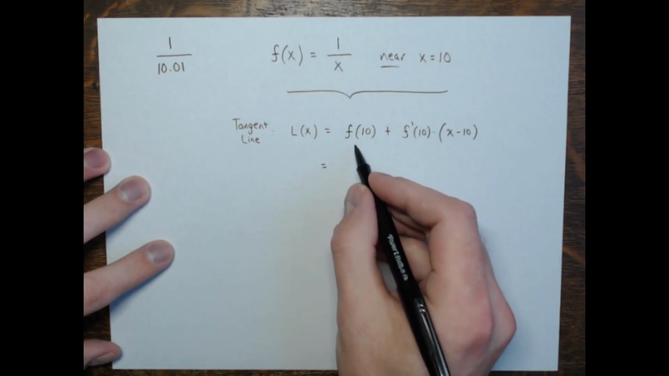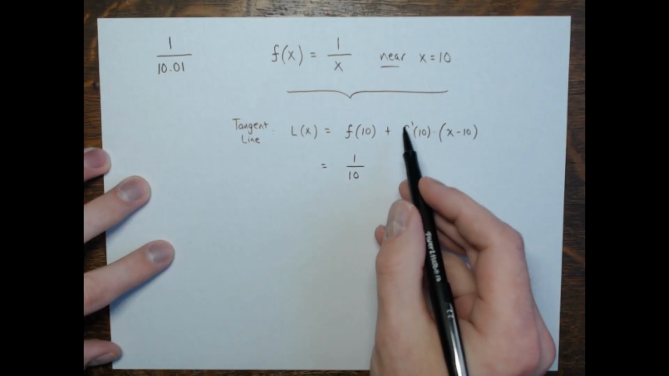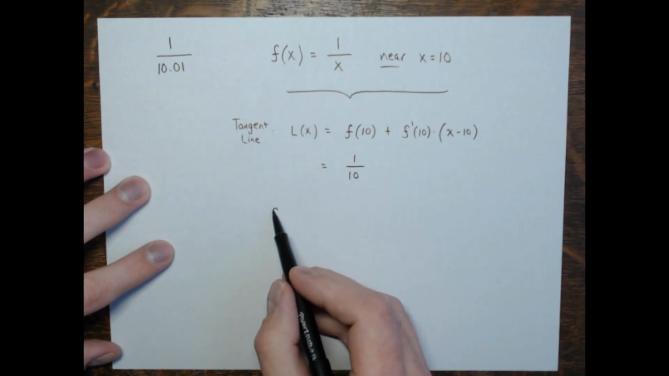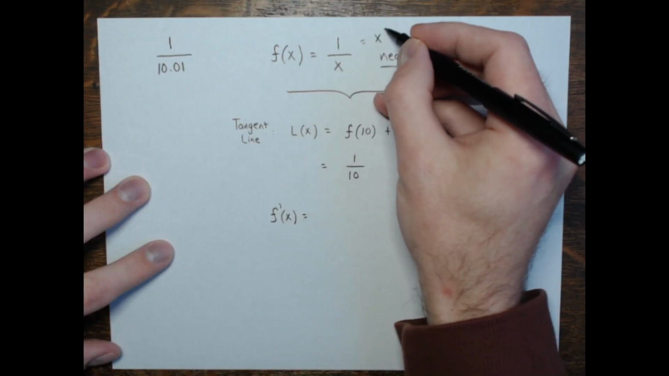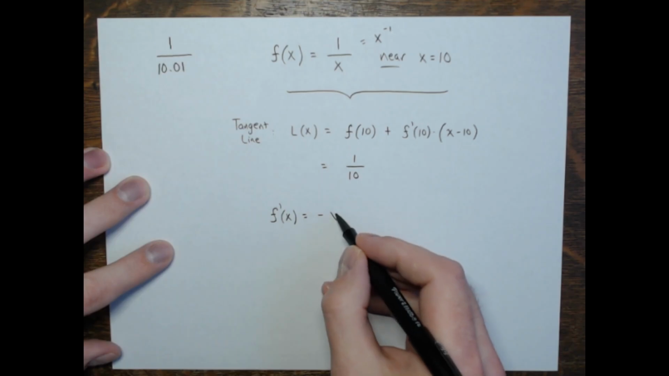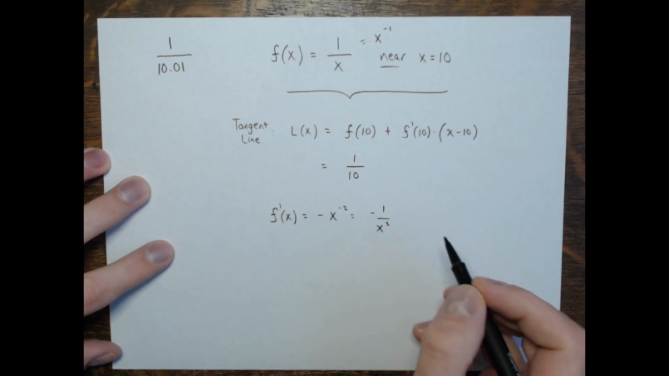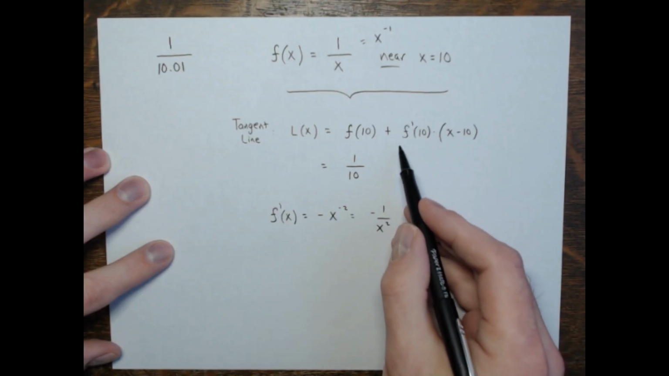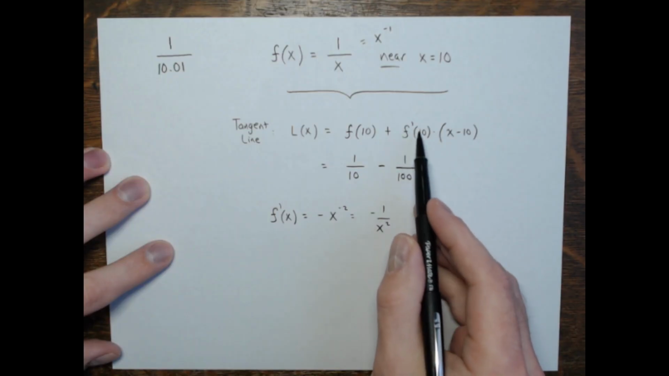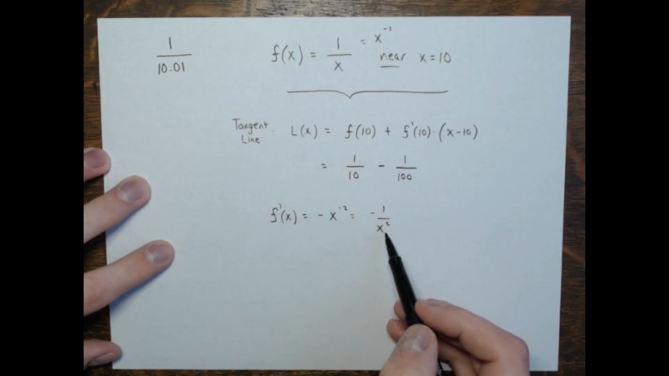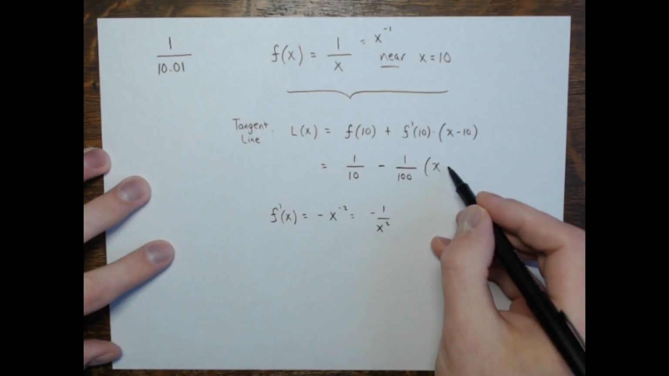Now the value of this function at 10 is simply 1/10, right? 1 over 10, you can put 0.1. Now the value of the derivative, f prime: remember this is x to the minus 1 power, so it would be negative x to the negative 2 power, which is negative 1 over x squared if you write it without negative powers. So f prime at 10 would be minus 1/100th. So the slope is negative 1/100th, right? You plug in 10 for x in the derivative function here, times the quantity x minus 10.